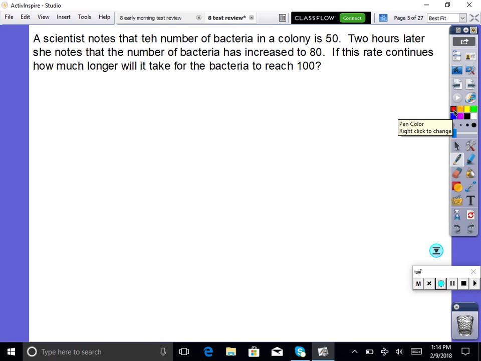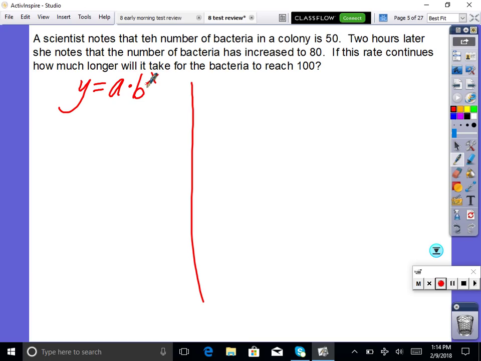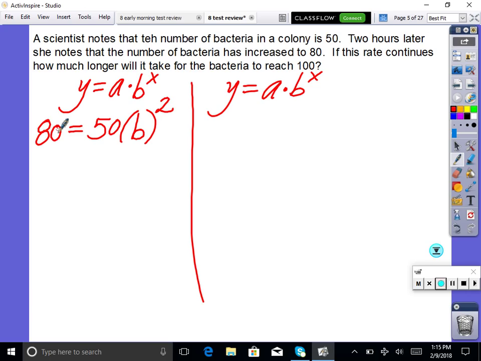Okay, next one. So bacteria in a colony is 50. 2 hours later, she knows the number of bacteria has increased to 80. So we've got to start with that information to be able to figure out our growth factor. So notice we would be using this formula, simple growth or decay. So let's start out here. We know a lot of stuff. We know that in the beginning there was 50 bacteria. We know it was growth, but we don't know how much growth. And after 2 hours, it was 80.